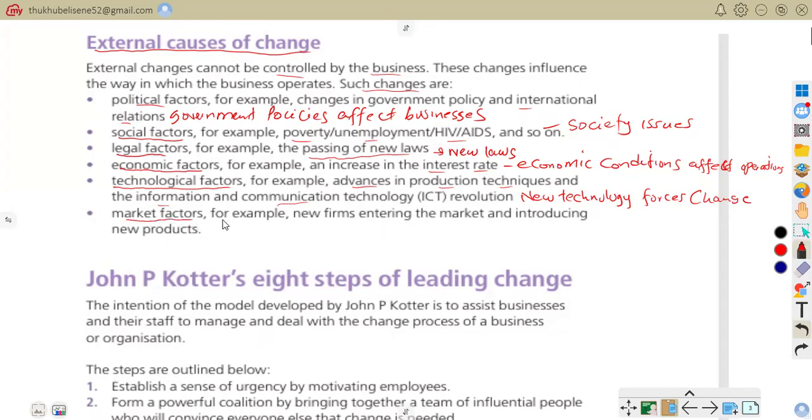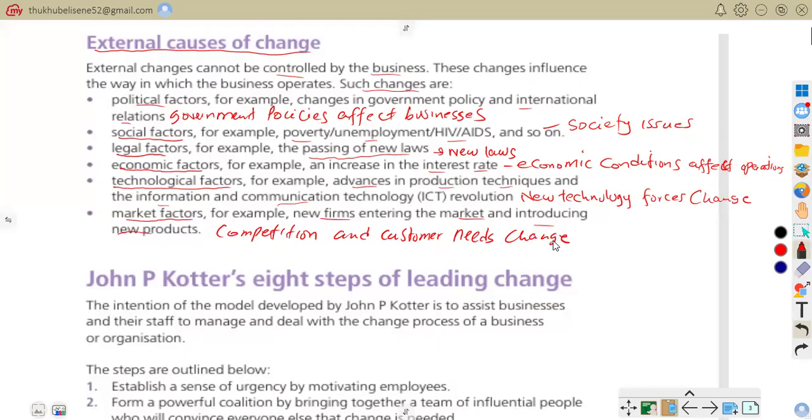Also, we have market factors. For example, new firms entering the market and introducing new products. That is a market factor. Here we're talking about competition and customers' needs changing. Customer needs change. So that is that when you talk about the market factors.